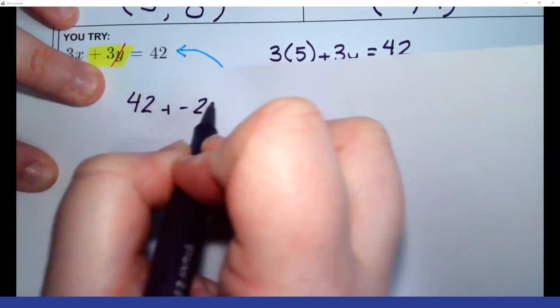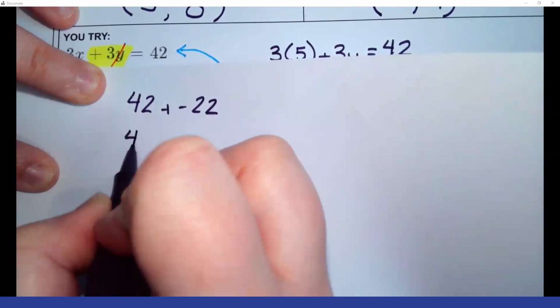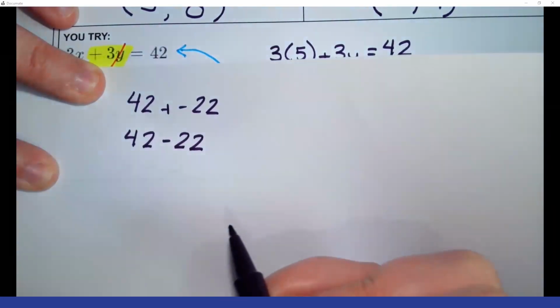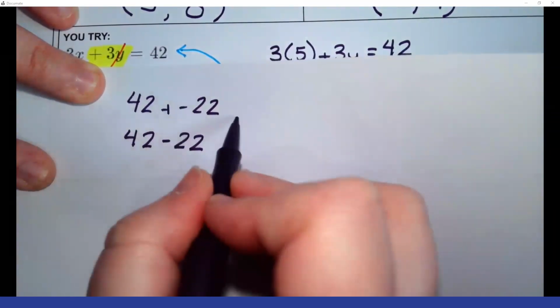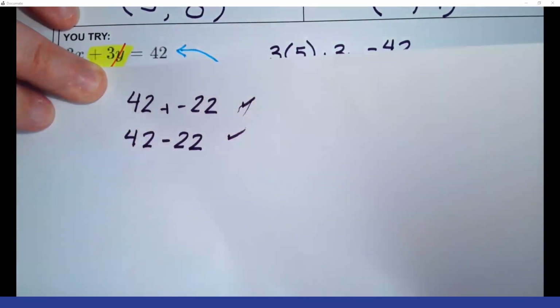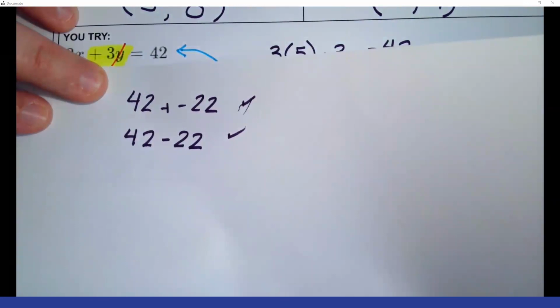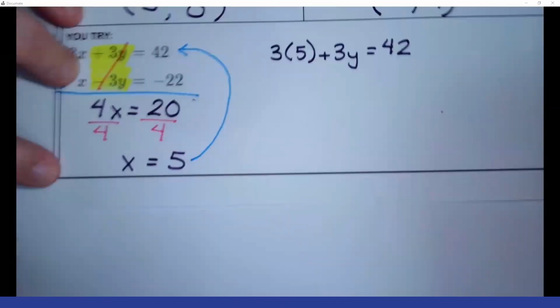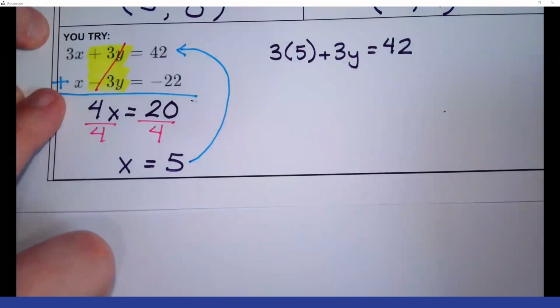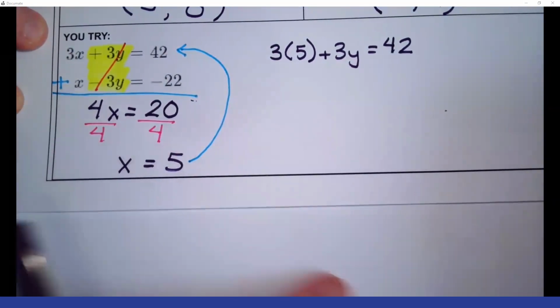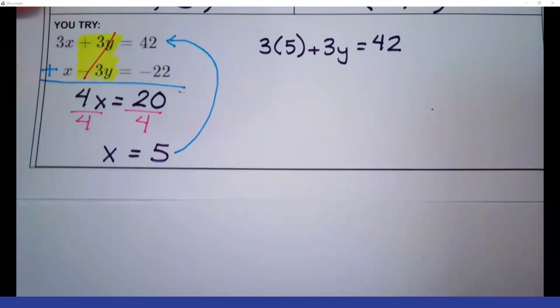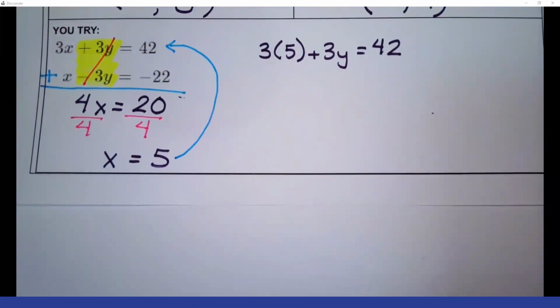42 plus negative 22, we can actually simplify it to 42 minus 22. So both are correct. It's just when we get to more complicated elimination, I want to make sure you guys realize we're adding here. So it's a longer way to say the same thing. Does that help with your confusion? Okay, good. Thank you for asking.